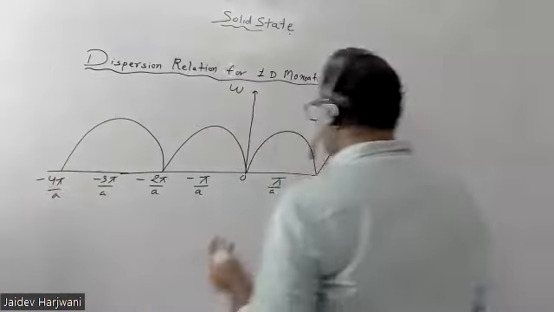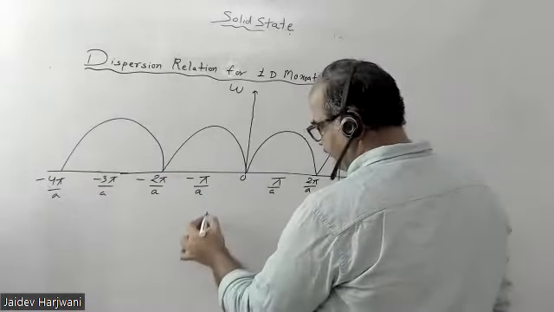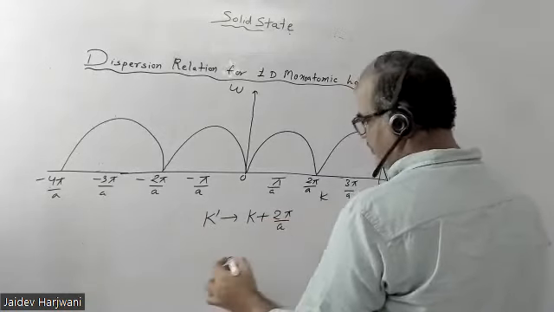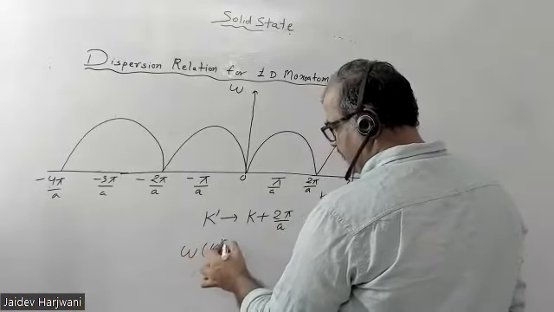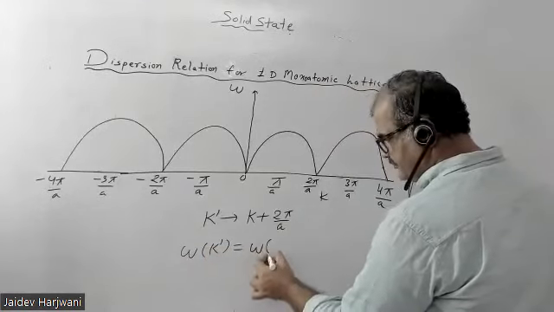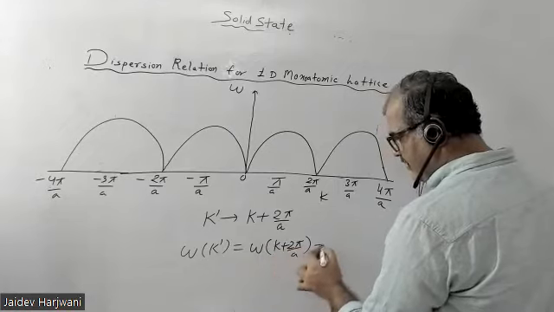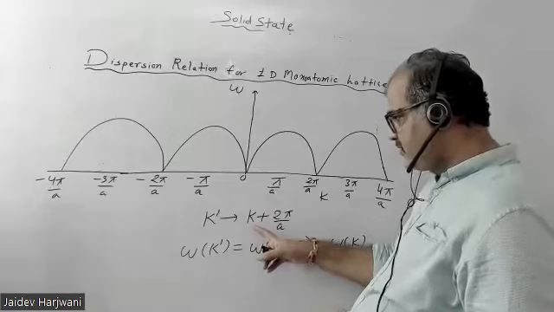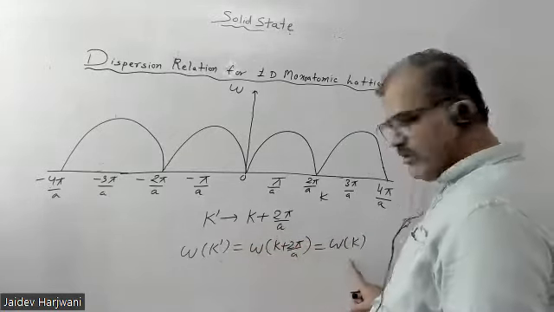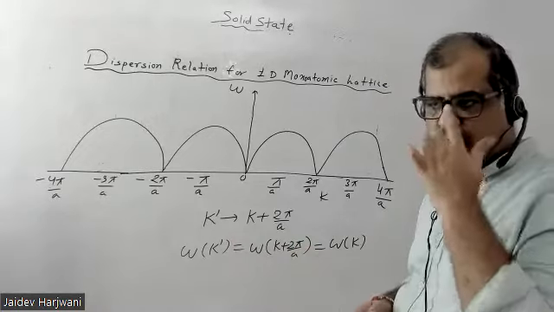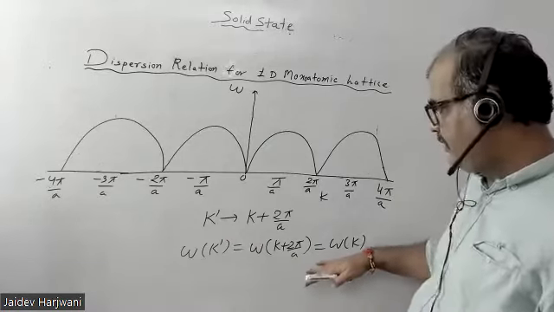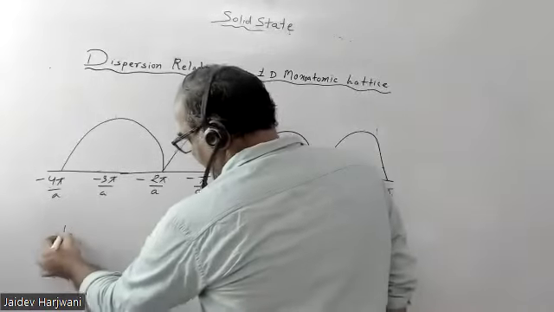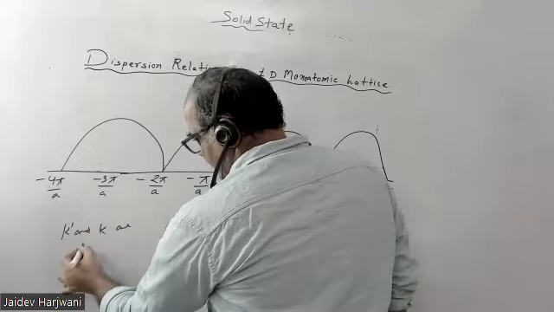Now I told you that any wave vector k dash is equal to k plus 2 pi by a. If in the expression of frequency I calculate omega at k dash, where k dash equals k plus 2 pi by a, it will come out as omega k, isn't it? In the sine expression, putting k dash equal to k plus 2 pi by a gives the same value. It is clear? So this k and k dash are indistinguishable; they do not give any new vibrations.